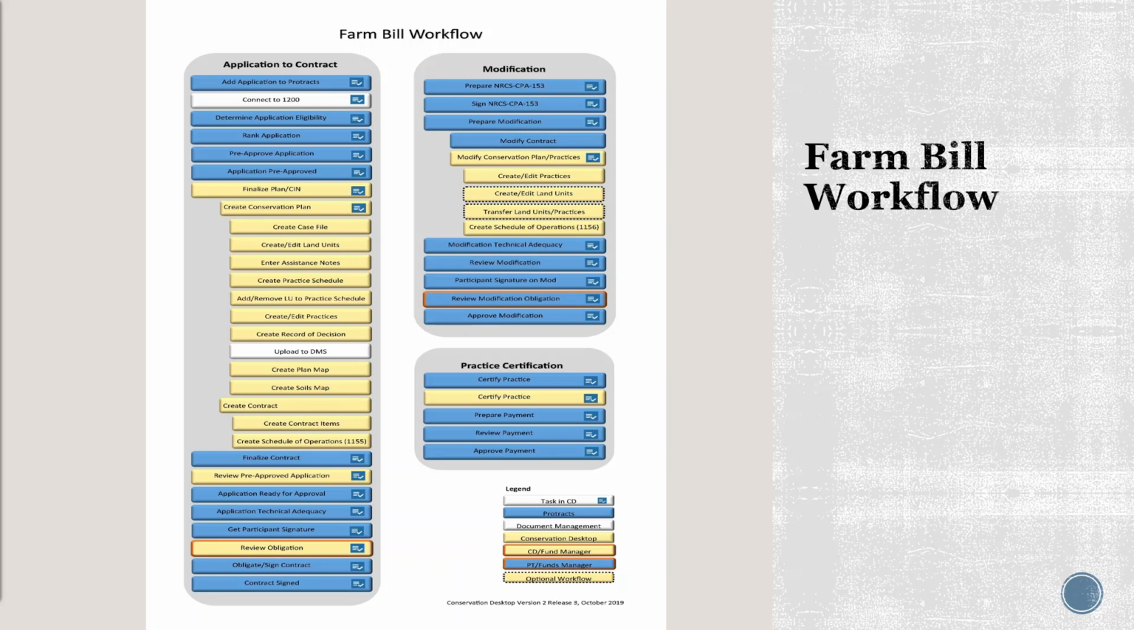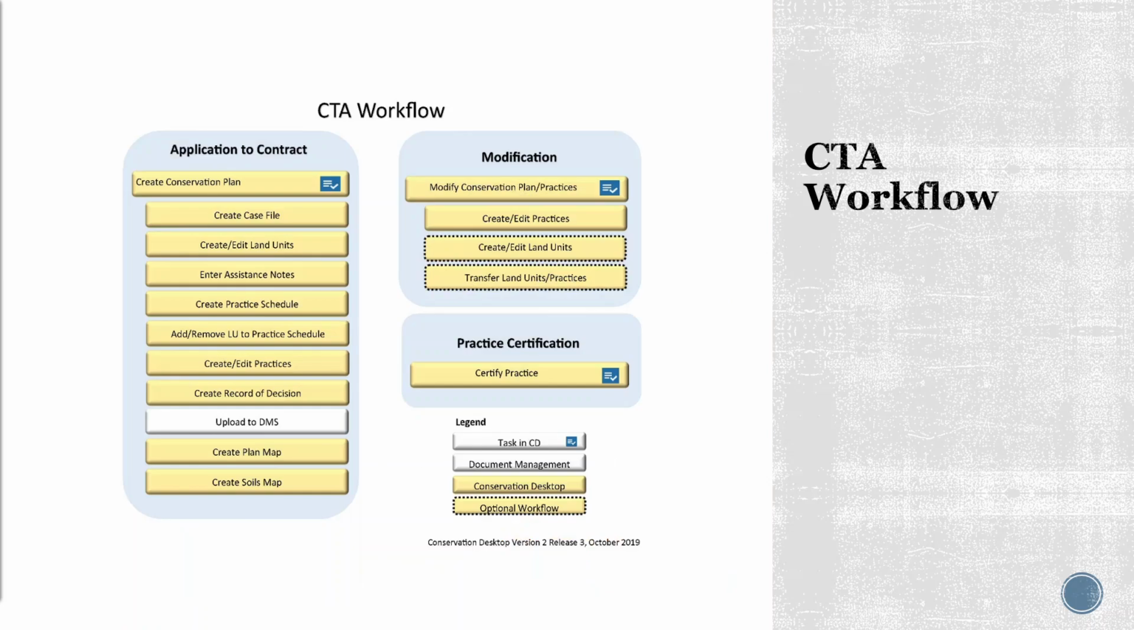But in our 2.2 release, there were some items that still had to be completed in Toolkit. As you can see in 2.3 now, all of the Farm Bill workflow items can be completed in Conservation Desktop and ProTrack. So all the way from taking an application to building a plan, printing maps, and finalizing the contract and going through obligation. So there's that workflow, and the same with the CTA workflow. Everything can be completed in Conservation Desktop.